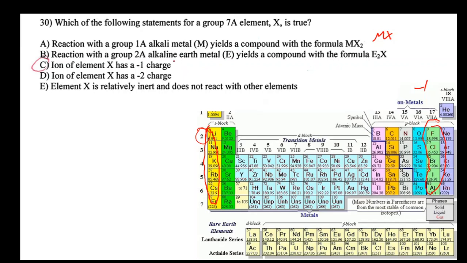The second option is reaction with a group 2A alkaline earth metal, so that's this group here, yields a compound with a formula E2X. These guys like to be +2, so in that case, it would actually be EX2. So C is the correct answer: these guys like to have a charge of -1 to look like a noble gas. And D is wrong because they don't have -2. Element X is relatively inert and does not interact with other elements. That is true of noble gases, which would be one row over, corresponding to neon, argon, krypton, xenon, radon, etc.